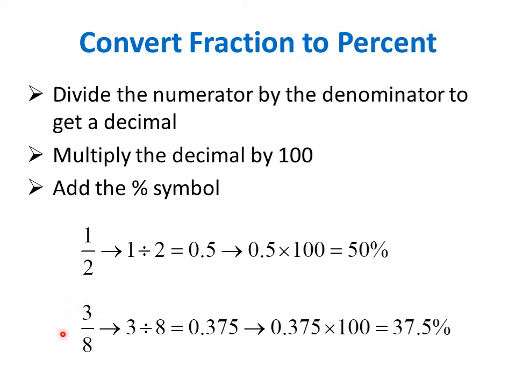Next, how do we convert 3/8 into a percent? First, we divide the numerator by the denominator, so we have 3 divided by 8. From this, we get 0.375. Next, we have to multiply this decimal by 100, or move the decimal point 2 places to the right, so we get 37.5%.